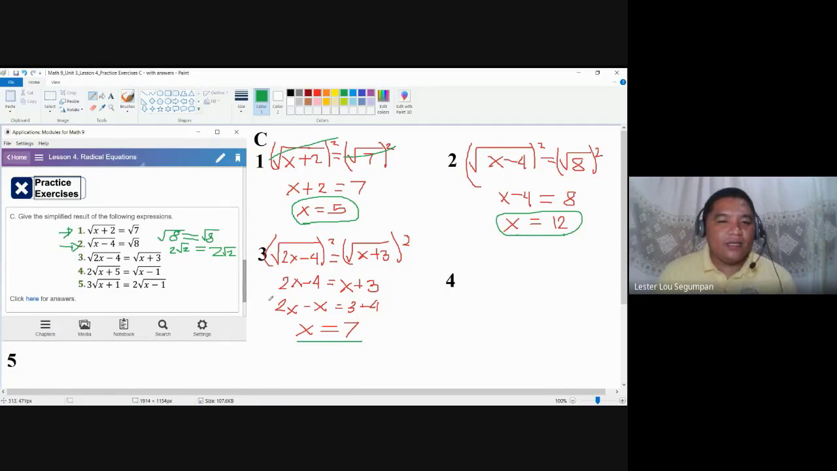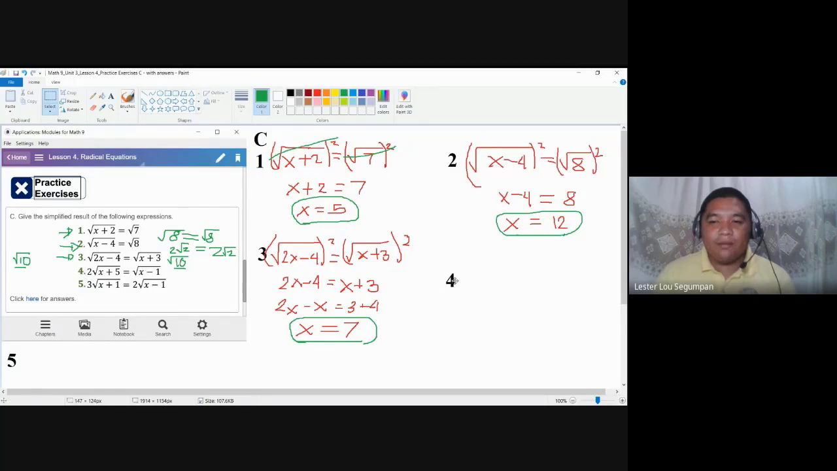Let's check it. We have here 2 times 7 is 14, minus 4, so your left hand side is square root of 10. And the right hand side, 7 plus 3, is square root of 10. Both sides now have the same value. In short, this is also a solution. Since both sides now have variable x, you will substitute the value of x that you have solved in both sides and make sure that both sides are equal because we are talking about equations. Number 4.